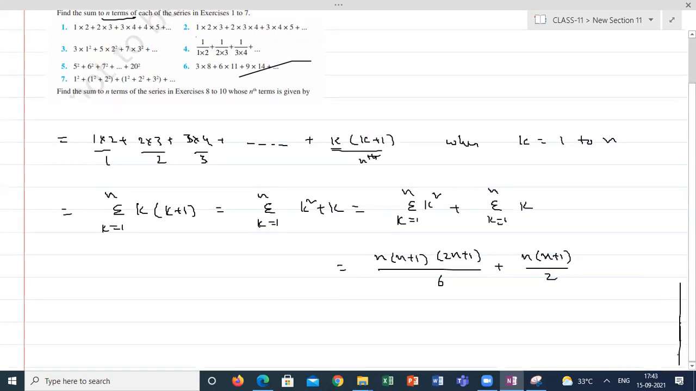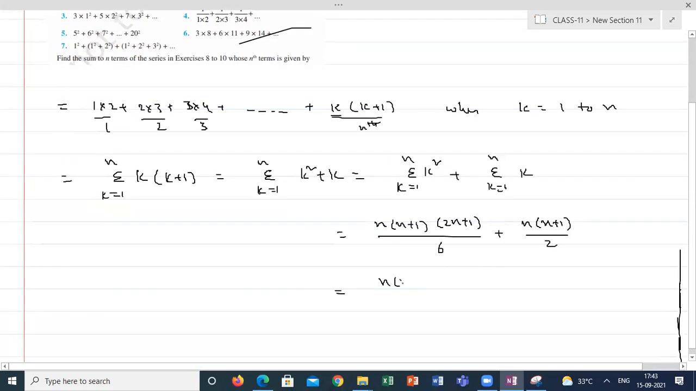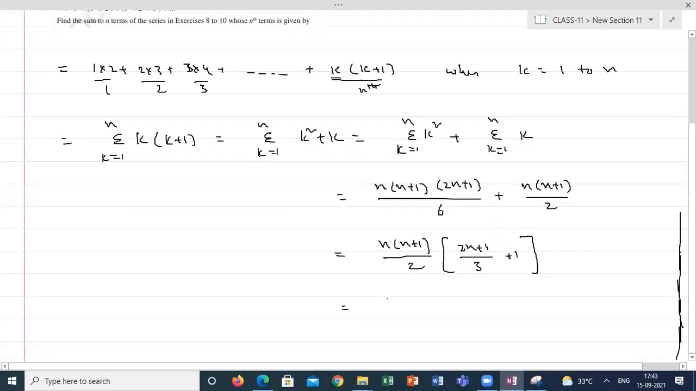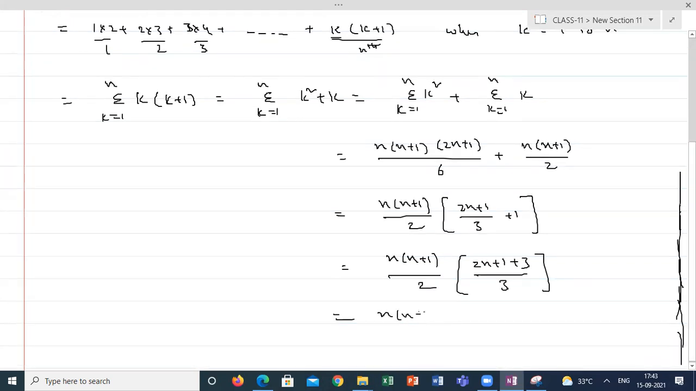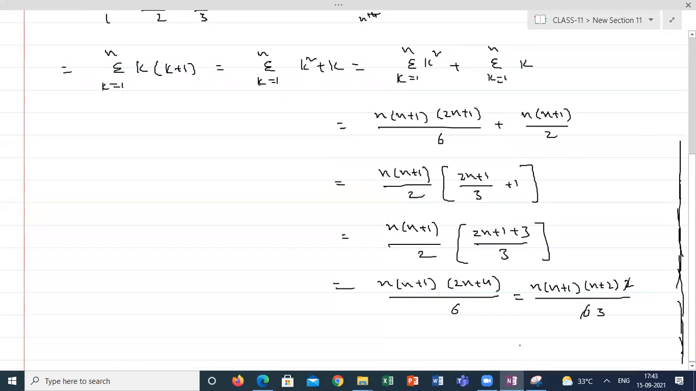If I am taking n into n plus 1 by 2 common, I will get 2n plus 1 by 3 plus 1. If I am simplifying this one, n into n plus 1 by 2, 2n plus 1 plus 3 by 3. This will be n into n plus 1 into 2n plus 4 by 6. This again I am writing as n into n plus 1 into, if I am taking 2 common, n plus 2, into 2 divided by 6, 2 3 times. So I am getting the answer n into n plus 1 into n plus 2 by 3.